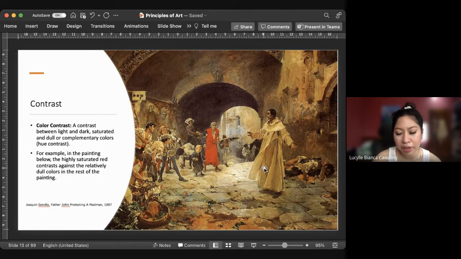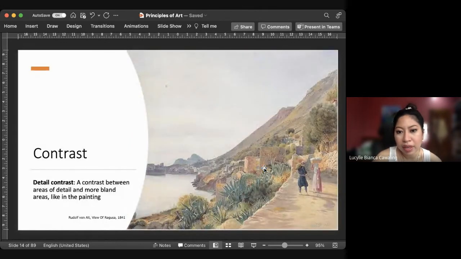And then you also have detail contrast. For example, the area here is very detailed and the area here is very muted or not so detailed. It helps bring the emphasis to here, meaning the eye would immediately see this one because of the detail contrast or because of the stark difference.